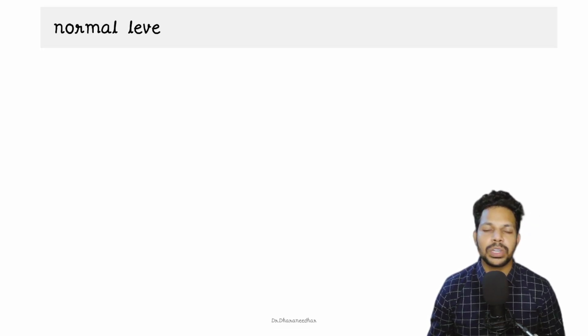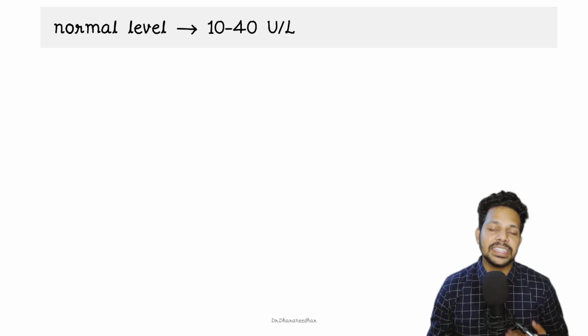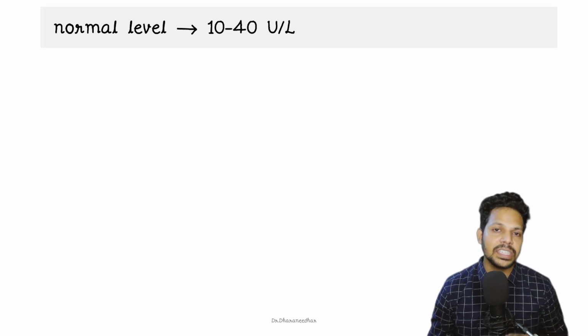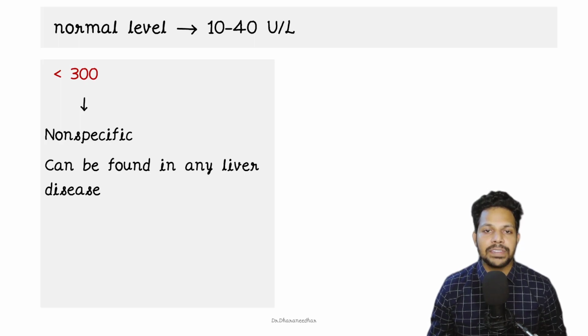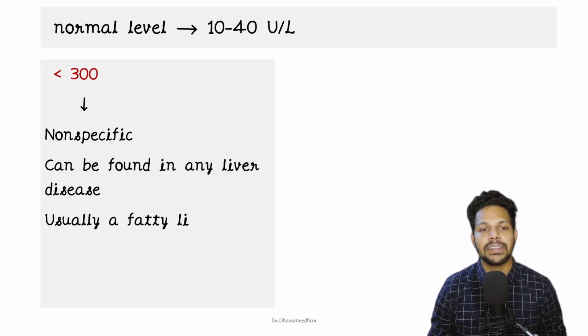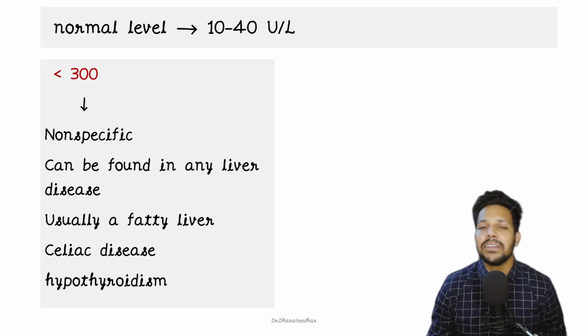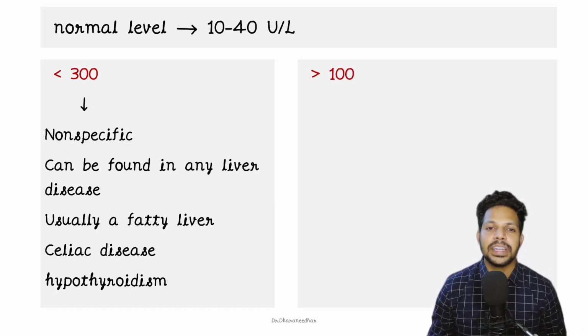Now, the normal levels of AST or ALT can be in the range of 10 to 40 units per liter, but the elevation in AST and ALT will indicate different hepatocellular damage patterns. For example, elevation in the AST or ALT up to a range of less than 300 can be very non-specific and can be seen in any kind of liver injury, commonly seen with fatty liver disease, sometimes in celiac disease, as well as in hypothyroidism, right? Whereas levels more than 1000 indicate that there is a severe hepatocellular damage.